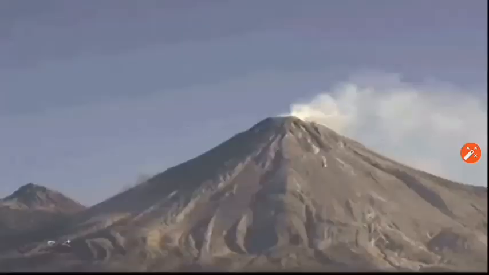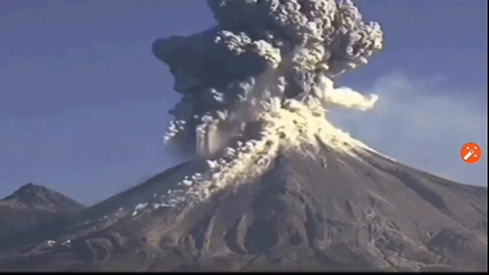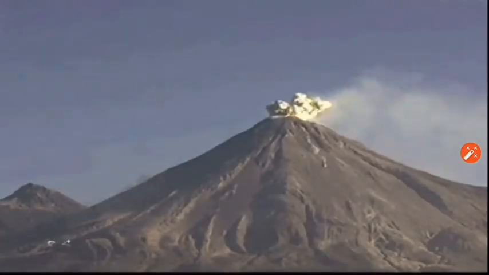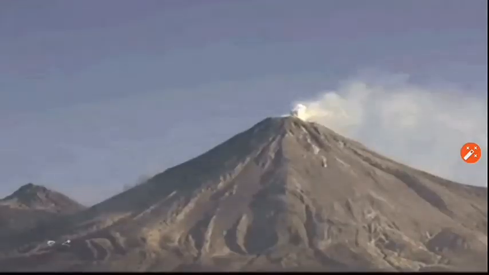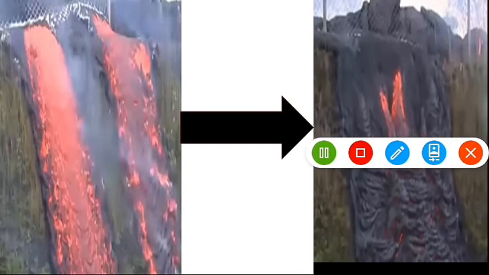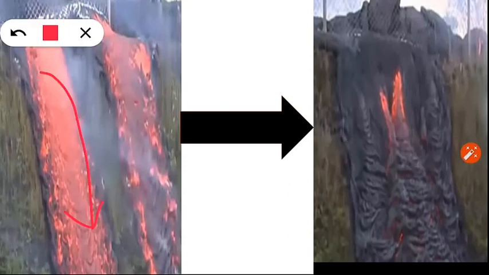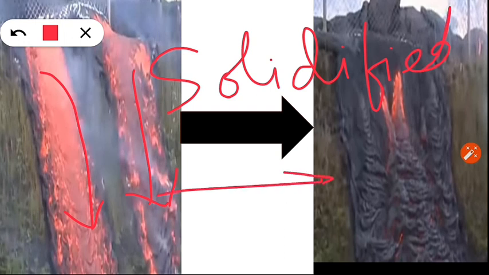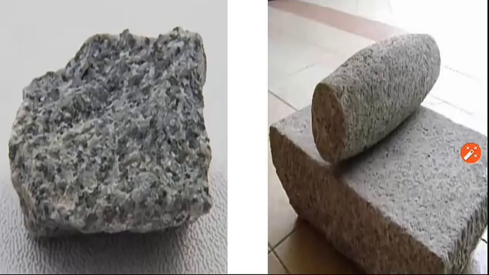All of you might have seen a volcanic eruption, if not in real, at least on your television, right? So we all know that after a volcanic eruption, hot lava comes out, right? This hot lava cools down after a few days or few months, and then it becomes solidified. It becomes solid and thus forms a rock. A rock formed in such a manner is called an igneous rock.